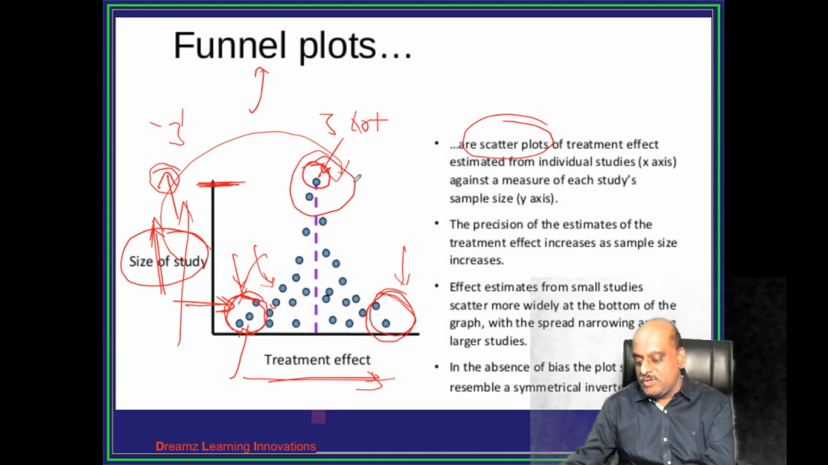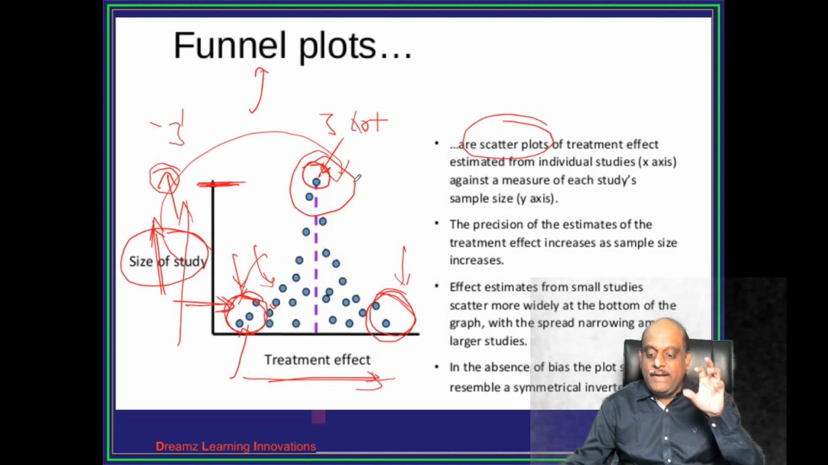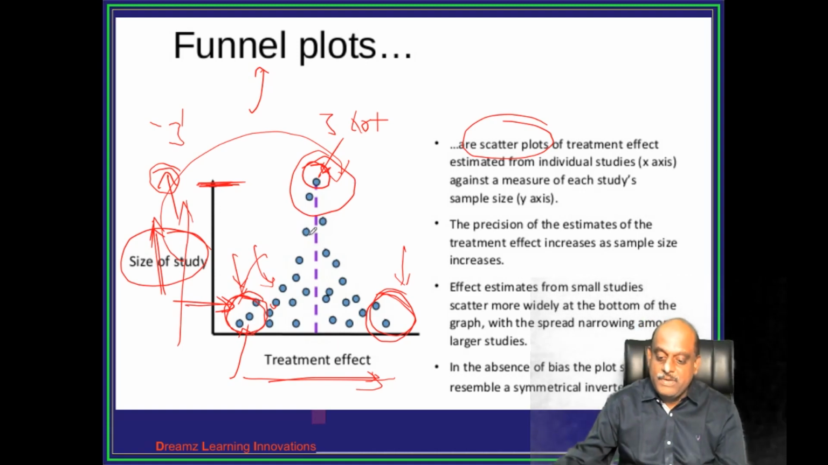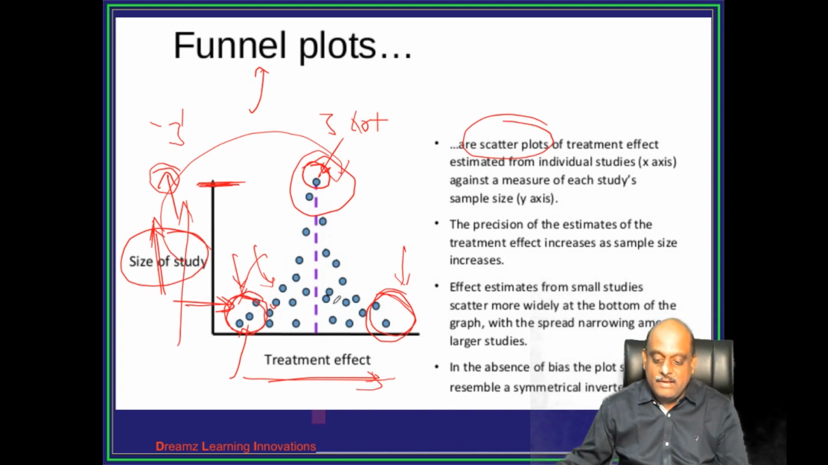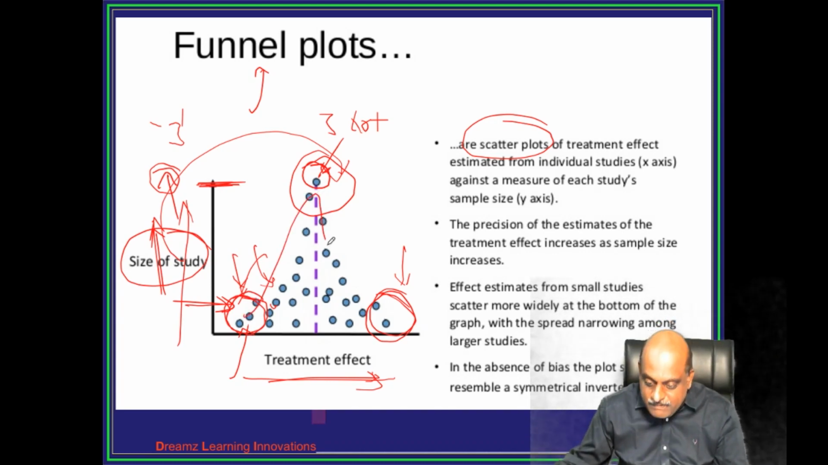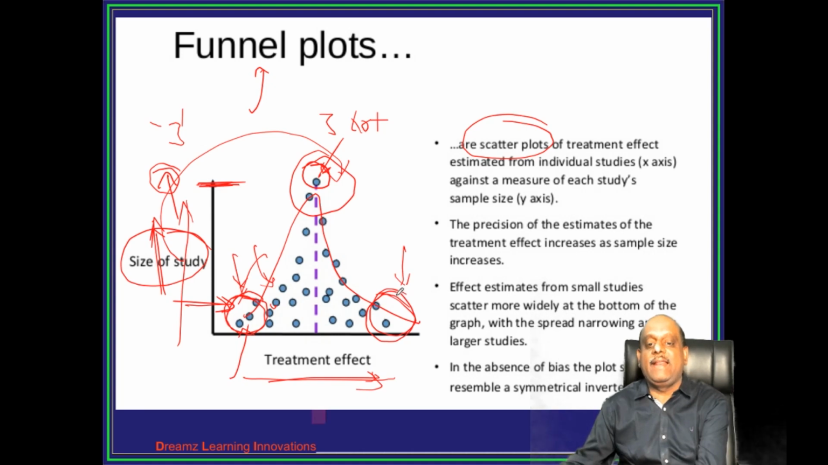So this is the purpose of funnel plots, whether the data is biased or not. If there is no bias, then the plot resembles a symmetrical inverted funnel.